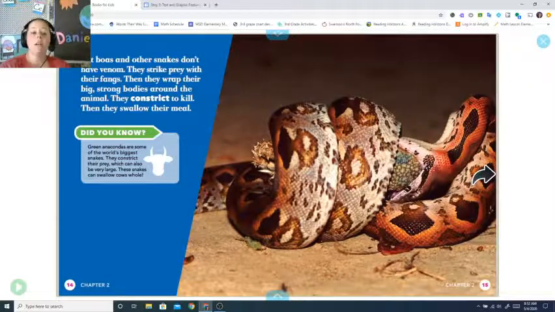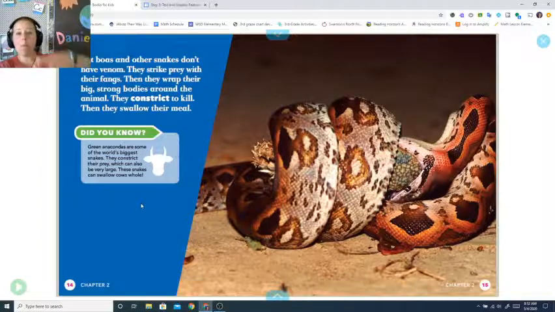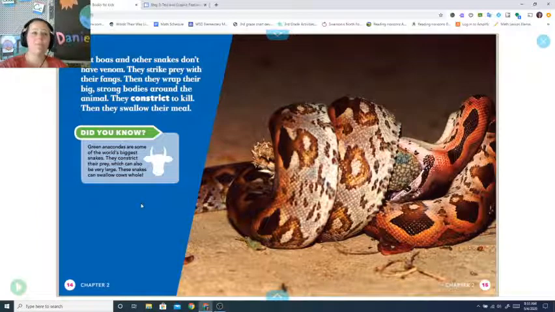Okay, but boas and other snakes don't have venom. They strike prey with their fangs. Then they wrap their big, strong bodies around the animal. They constrict to kill. Then they swallow their meal. And here's another did you know? Green anacondas are some of the world's biggest snakes. They constrict their prey, which can also be very large. These snakes can swallow cows whole. Oh my goodness. Can you imagine how big a snake would have to expand its mouth to be able to swallow a cow whole? That is huge.